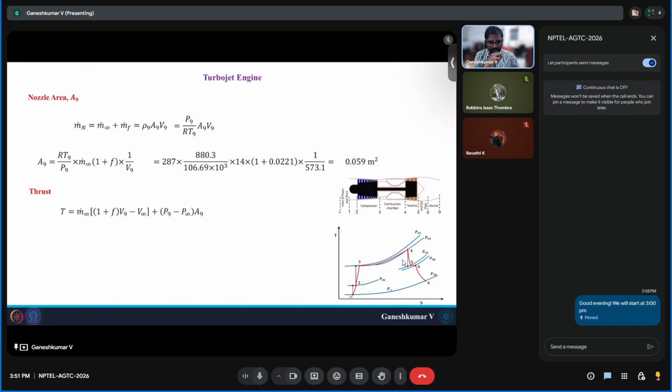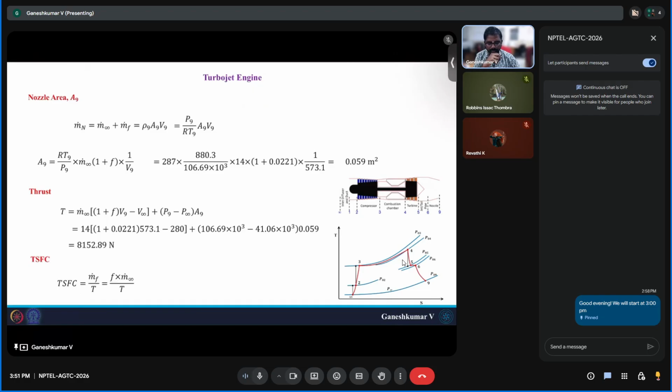Since we know A9, we can find the thrust. Here we already know P9. We've just found it from the nozzle. It is the same as critical pressure. And we have V9 and we have V infinity. We have F we found out. So you just substitute everything here. You will end up having 8152 newtons or 8.1 kilonewtons.